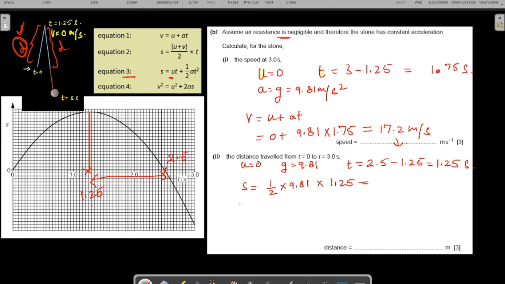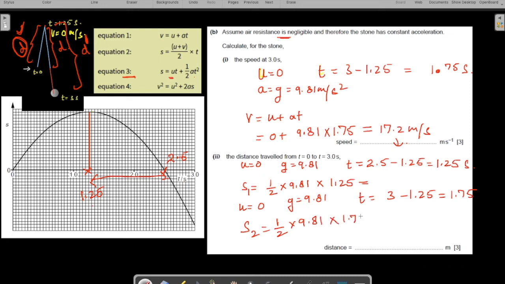For that case as well, u is equal to 0, g is equal to 9.81. Time in this case, we are not talking about this whole distance. Let's call it D dash. So time taken to travel the distance D dash will be 3 minus 1.25, which is 1.75. Input the values. You had calculated S1 earlier, now S2. So u is 0, half times 9.81 times 1.75. Do your calculations, you'll get the answer here.